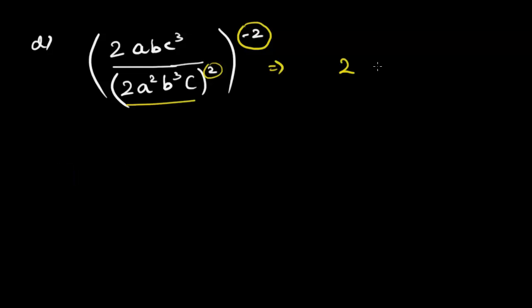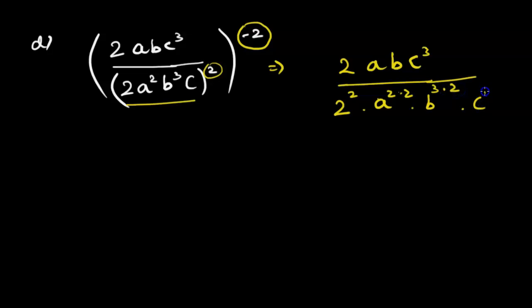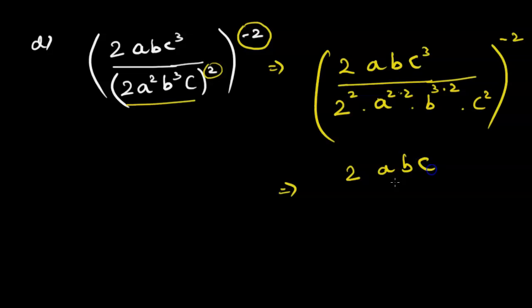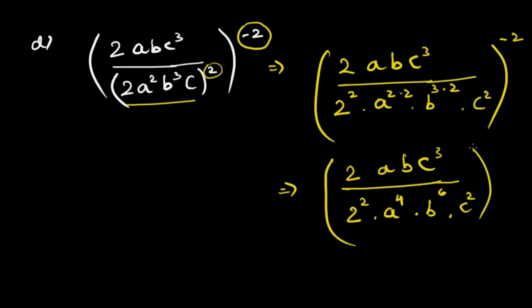So we would get 2abc cubed. We are not touching the numerator yet, but we are bringing this 2 on each of these terms. So 2 to the power of 2 times a squared times 2 times b to the power of 3 times 2 times c to the power of 2, this whole thing has a power -2. Now we can simplify the inside of the bracket. So we have 2abc cubed. We can write this down as 2 to the power of 2 times a to the power of 2 times 2 is 4 times b to the power of 6 times c to the power of 2. Whole thing is a -2.